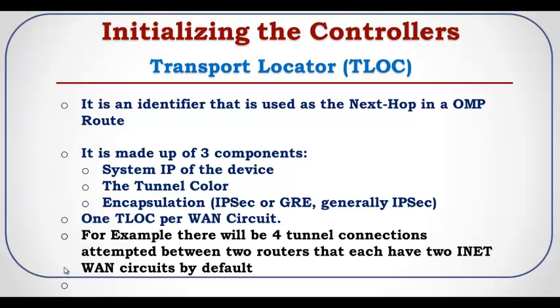So one TLOC per WAN circuit. Means for MPLS you get a different next hop. The system IP is the same, but the color is not the same. For some traffic it is via internet, for that there is another next hop, so there is another TLOC.